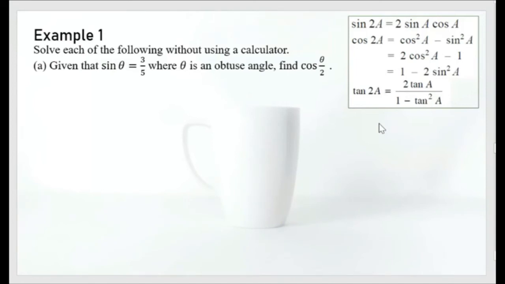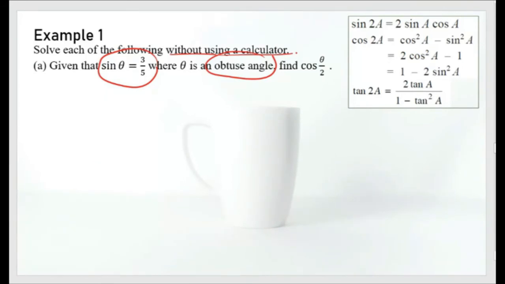Look at the extra example: solve each of the following without using a calculator. It's important, without using a calculator, by using the double angle formula only. The double angle formula is given to you. So the first one is sine. What is the first thing you need to do? You see it gives you the value sine theta equal to 3/5, the value for sine in fraction, and it gives you that this angle is an obtuse angle.